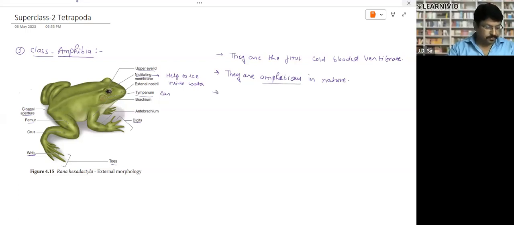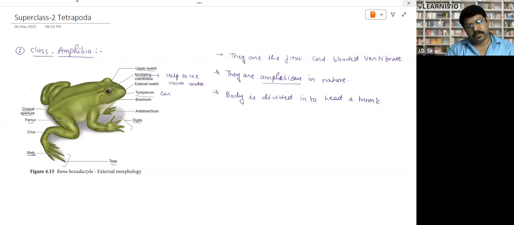Third point, neck is not found. So the body is divided into head and trunk. Next, they are usually without scales. They do not have scales on their body. So normally scales are not found in their body.